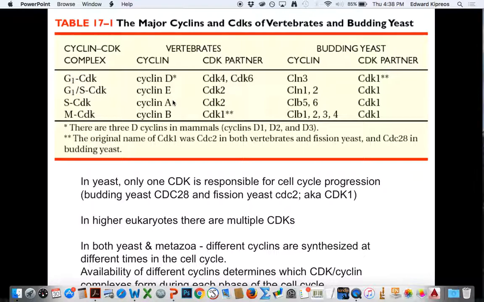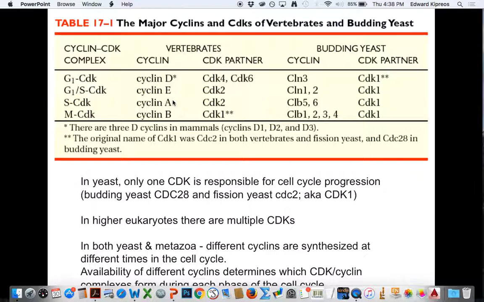It depends. In budding yeast, where they did this work, there's only one CDK. You can call it CDC28. In fission yeast, it's called CDC2, but you can just call it CDK1. It's the first one. At different points in the cell cycle, it's going to bind different cyclins, and we'll go over some of these later. There's G1 cyclins, G1/S cyclins, S-phase cyclins, and mitotic cyclins, and they're going to form active complexes at different points in the cell cycle. For vertebrates, we have a little bit more complexity.